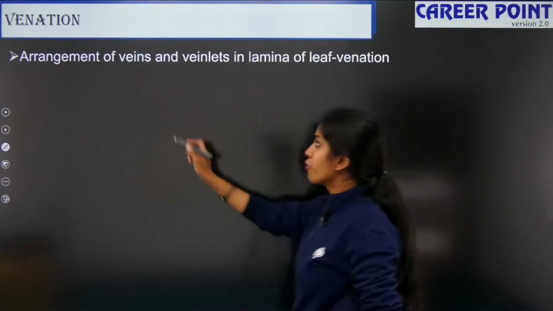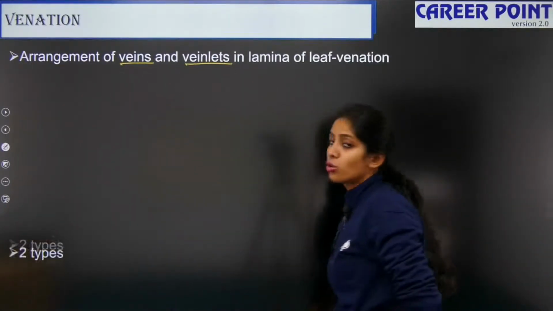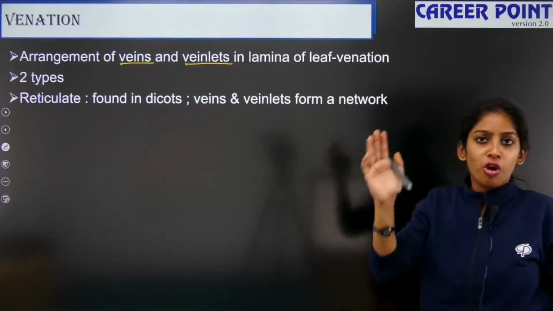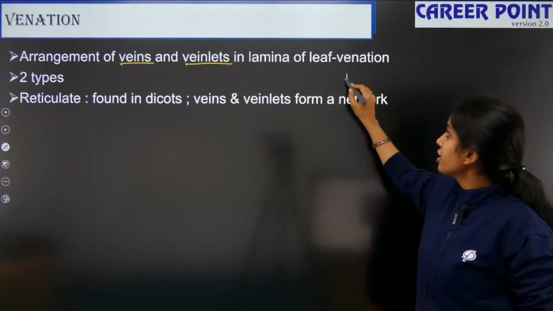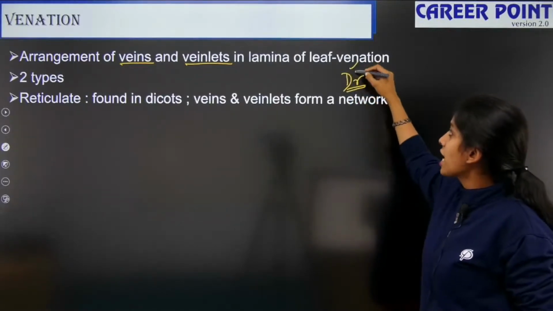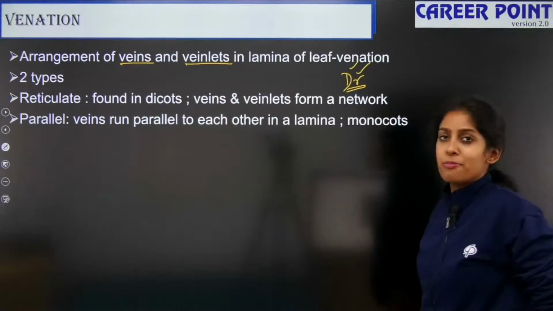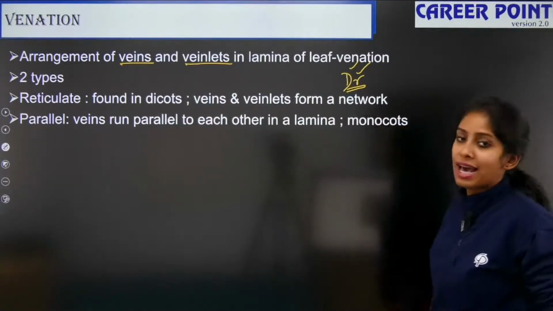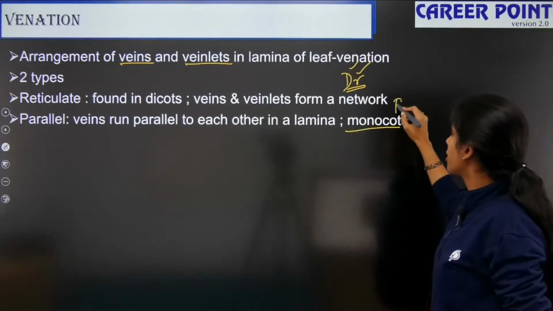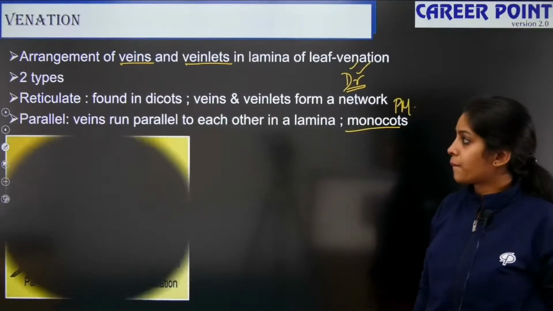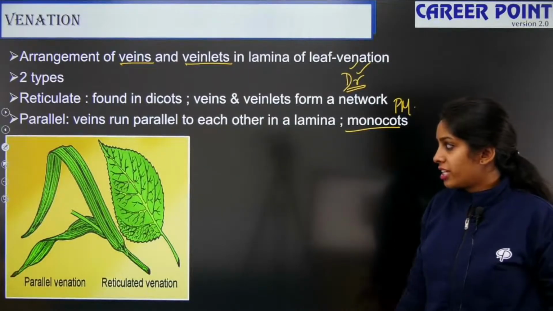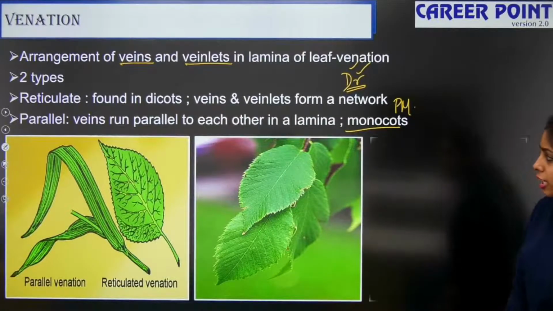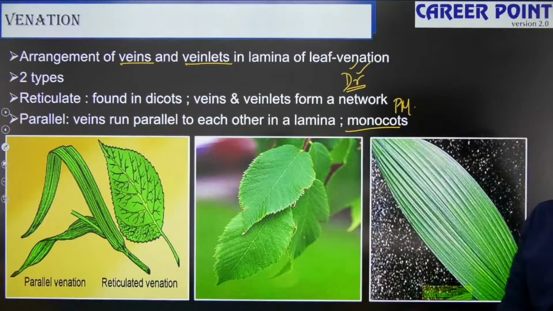The arrangement of veins and veinlets on the leaf is known as venation. We have two types. Reticulate venation is a form of network. Dicots have reticulate venation. The next type is parallel venation, when the veins run parallel to each other. This is in monocots. So this is your parallel venation, and this is your reticulate venation. Here is a clearer image of reticulate venation, and this is parallel venation.